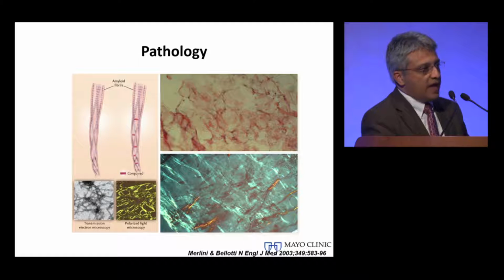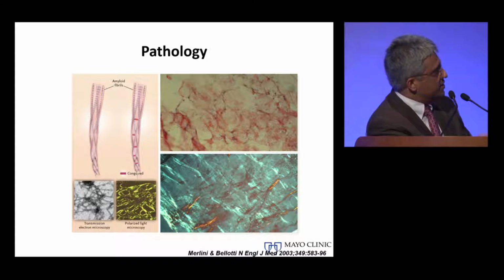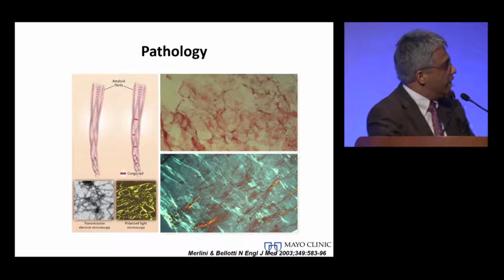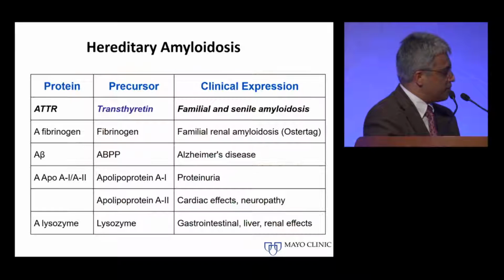And they all carry the common characteristic that when you do a Congo red stain, they all have this appearance that you see up here, and then this apple green birefringence that you can see under polarized microscopy. And they all have this beta-pleated structure when you look at it under the microscope.